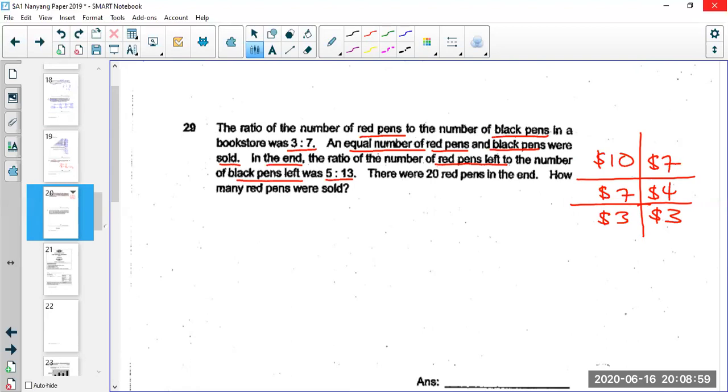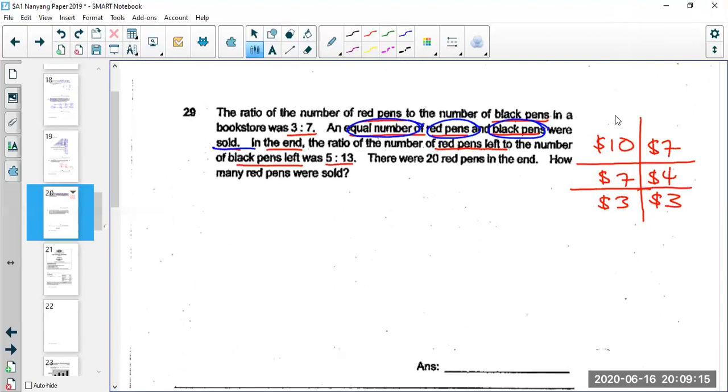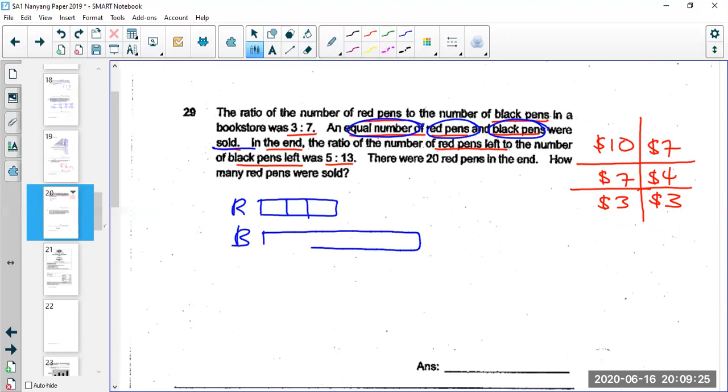Now, when is the difference unchanged? The difference is unchanged when there is an equal number of red and black pens that were sold. When you see an equal number of red and black sold, the difference is unchanged. How to draw the model? Red, black, 3, cut into 3. Black will be how many? 7. 1, 2, 3, 4, 5, 6, and 7. That is your before.